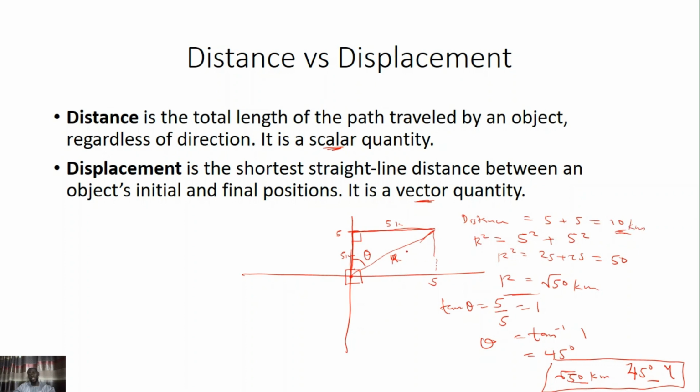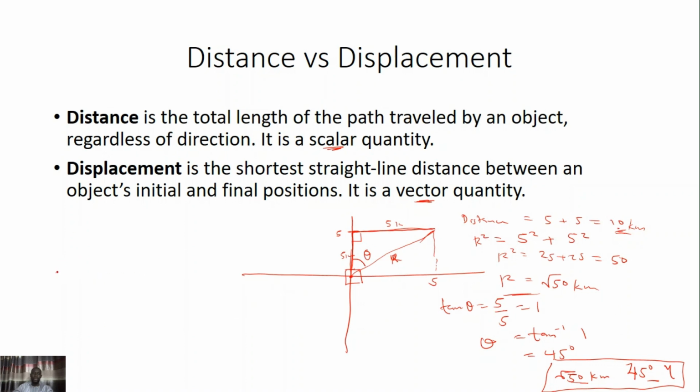So in summary, distance is a scalar quantity, okay, which only has magnitude, while displacement is a vector quantity. Okay. Now another example.